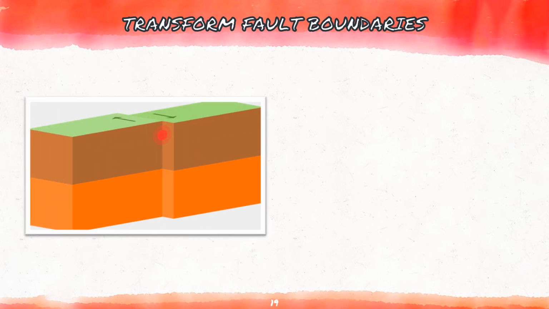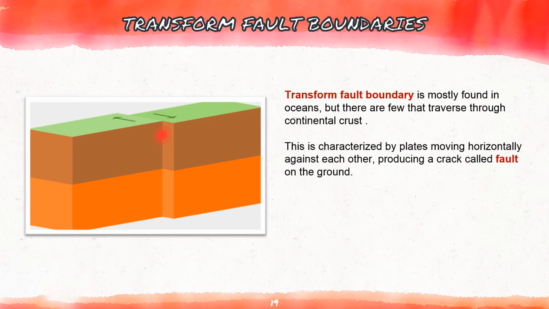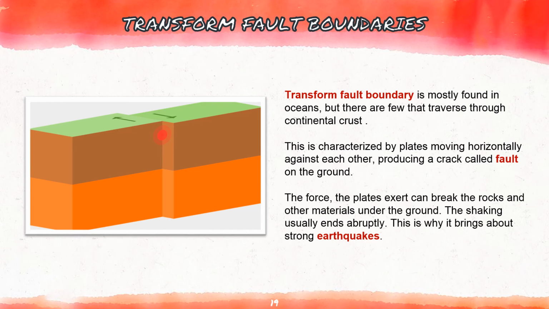Let us move on to the last type of plate boundary, which is the transform fault boundary. It is mostly found in the ocean, but there are a few that traverse the continental crust. This is characterized by plates moving horizontally against each other, producing a crack called a fault on the ground. The force the plates exert can break the rocks and other materials under the ground. The shaking usually ends abruptly. This is why it brings about strong earthquakes.